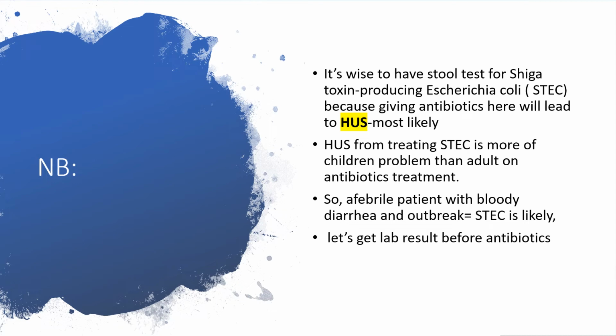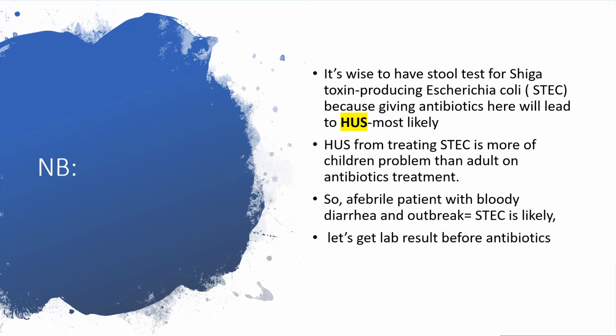So here is the point now. There is Shiga toxin producing Escherichia coli, and if we don't rule that out before giving antibiotics, that would lead to hemolytic uremic syndrome, most likely. Hemolytic uremic syndrome from treating Shiga toxin producing E. coli is more of a children problem than adults as far as antibiotics treatment is concerned.